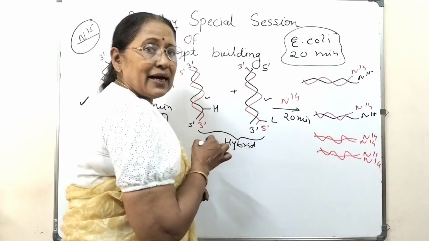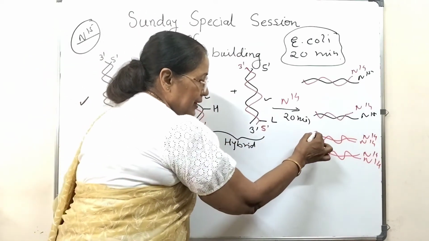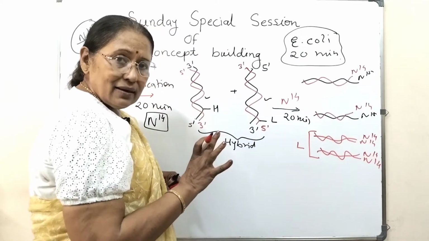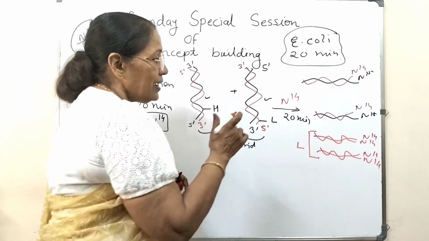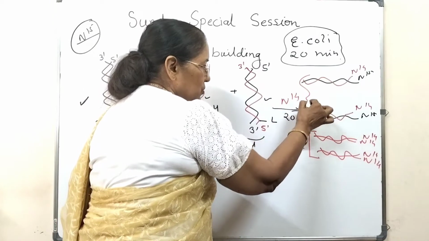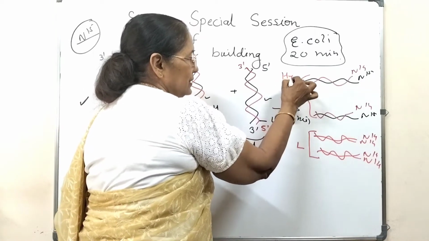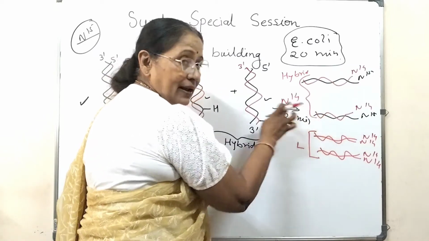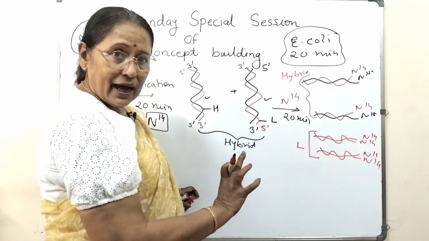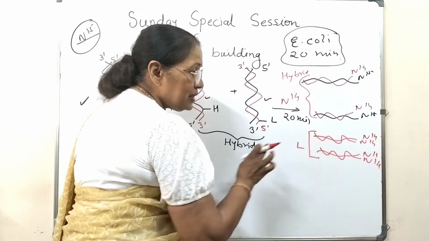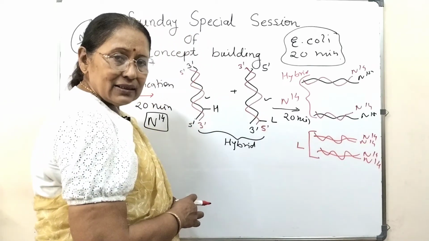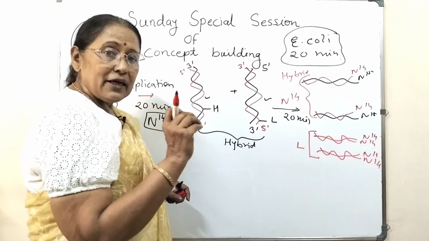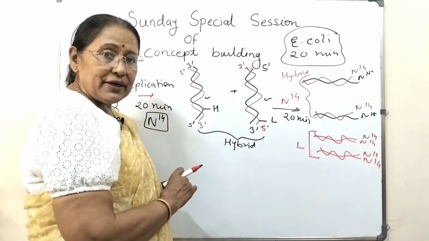Fine. That means here you are getting 2 totally light DNA molecules, and these two are the hybrid ones. आपको दिख रहे हैं यहाँ एक heavy एक light, एक heavy एक light. That means these are the hybrid ones, and these two are the light ones. This can happen only if the DNA replication is semi-conservative.